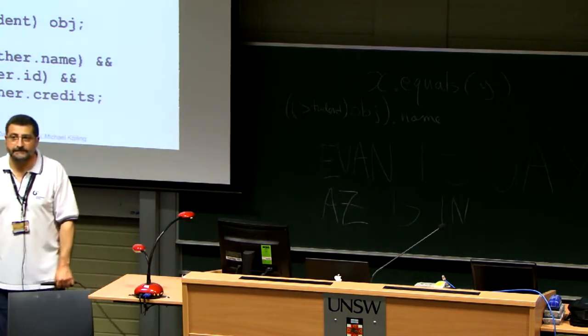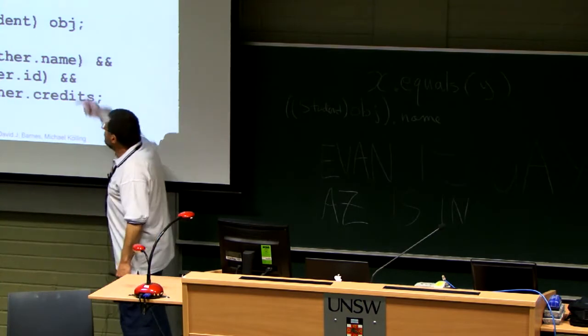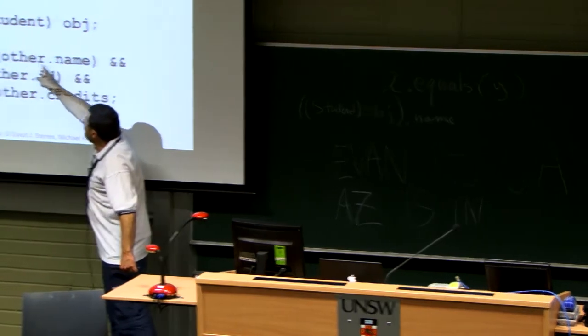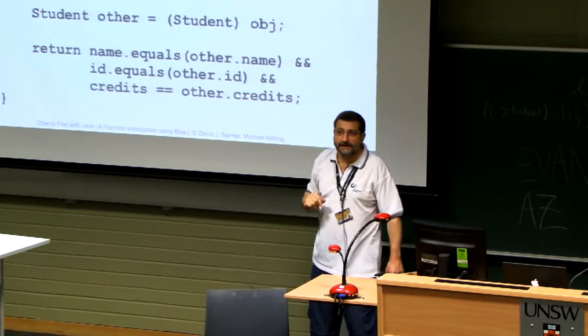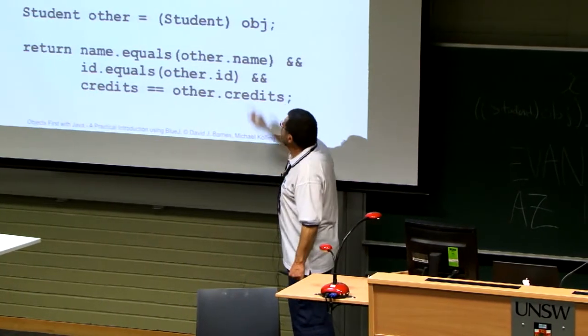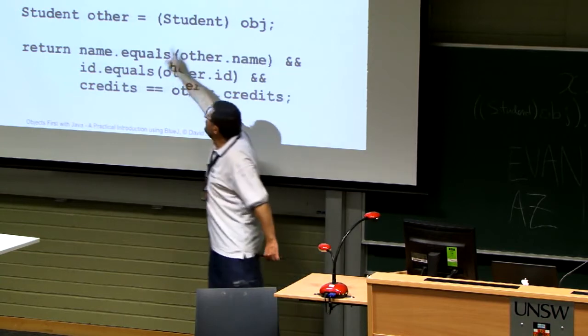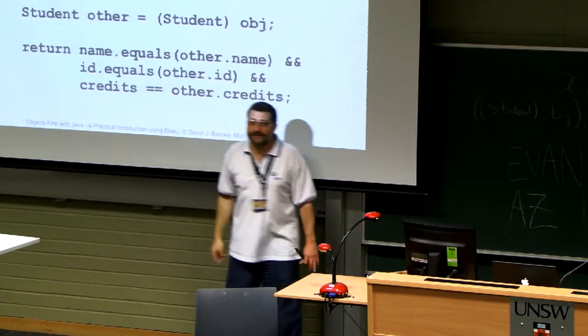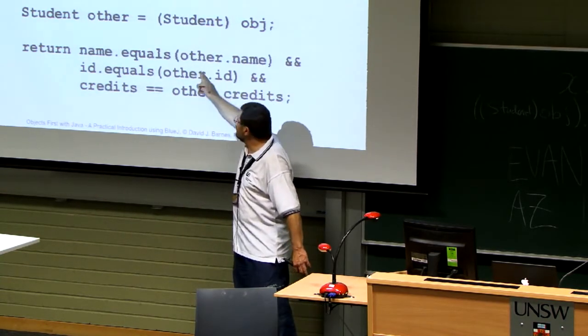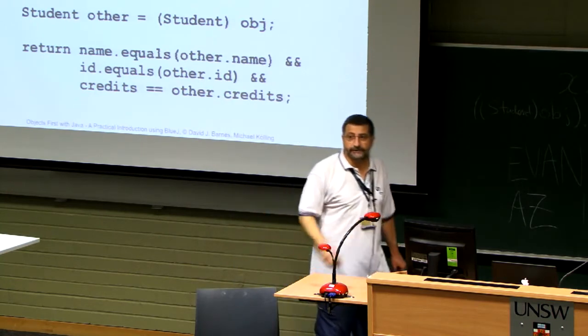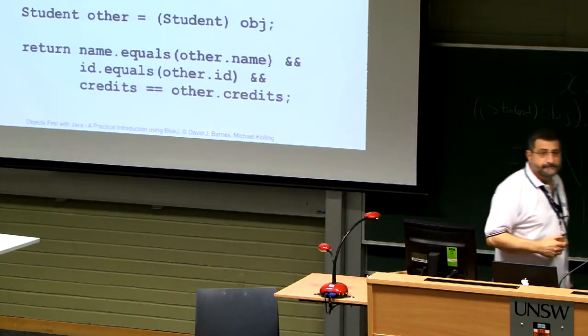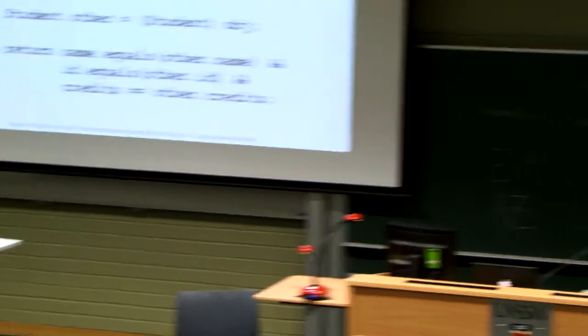Right? Now, I would have to do that throughout this whole expression. So just to save me typing, I only need to do this once. I cast obj into a Student and assign it to a Student variable. And then from then on, I can just use this other variable to refer to it because it's a Student object. Okay? Does that make sense?